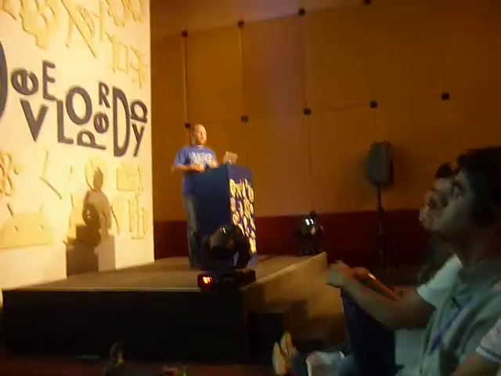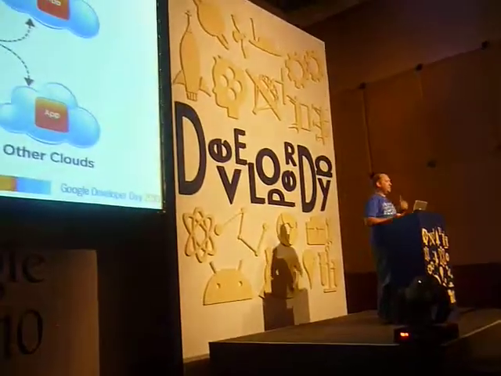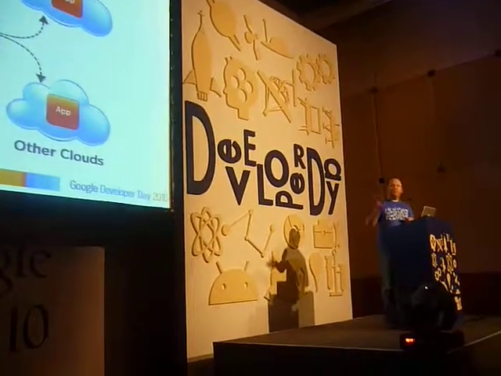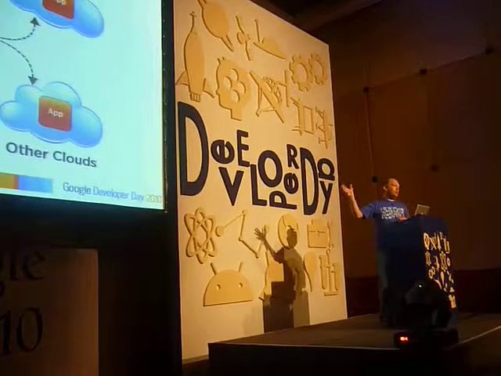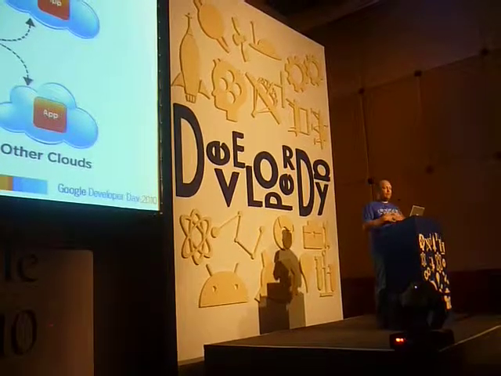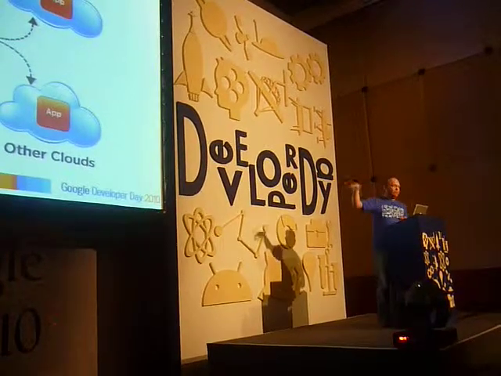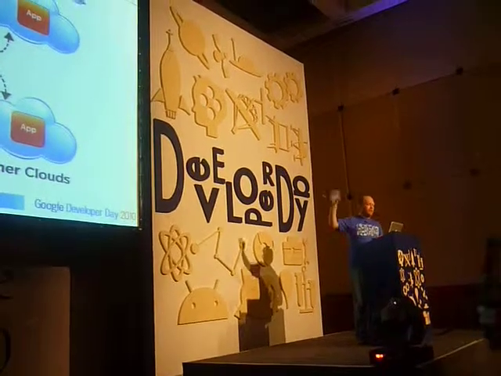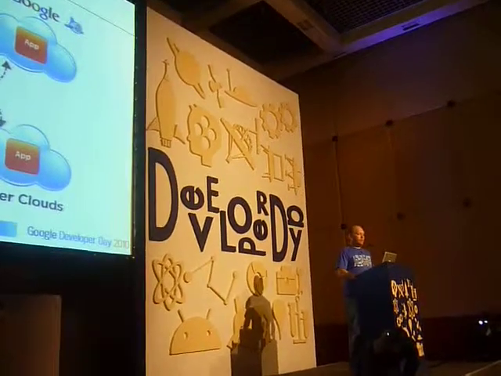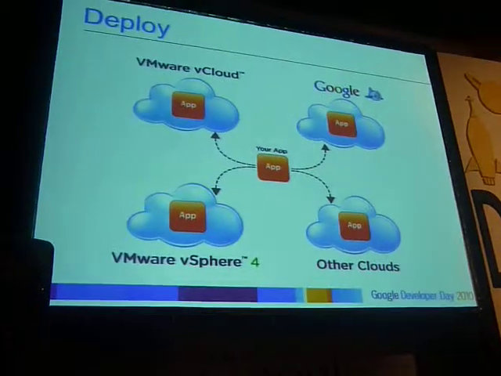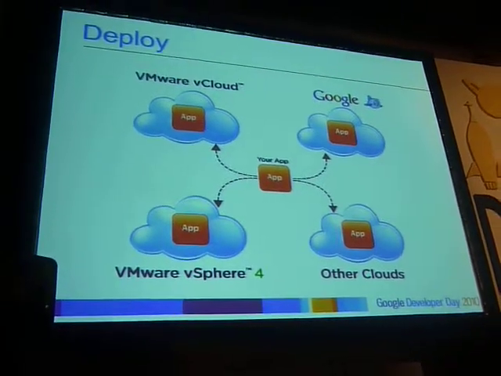So then finally, when you're done bootstrapping, iterating, debugging, optimizing, you want to deploy. And this was the goal from a high level when we went to integrate the two products, that you should be able to choose one of these to deploy to: VMware vCloud, Google App Engine, VMware vSphere, any other cloud. We actually made that happen, so I want to show one more demo before we move on.